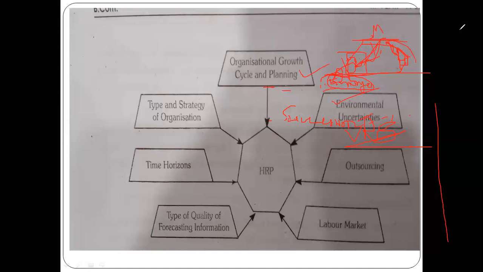Whatever human beings are able to perform, machinery performs. So that is why the VRS scheme has been playing a dominant role nowadays in the markets with reference to human resource planning. So VRS and other personnel related arrangements will be made based on environmental uncertainty.